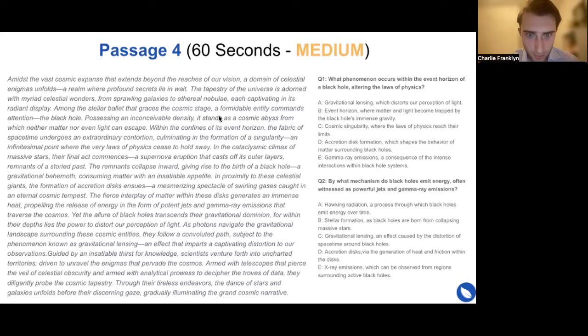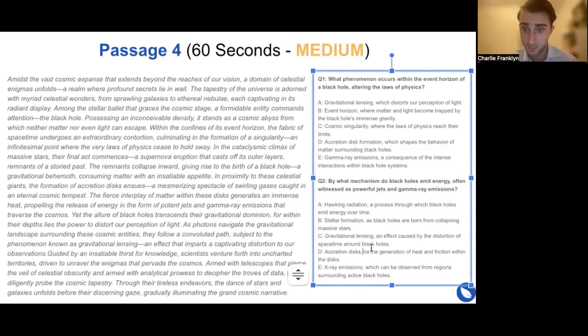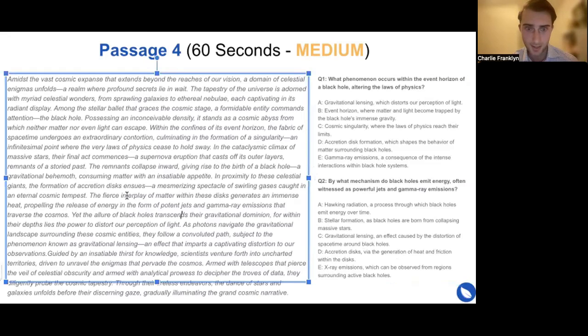So I'll start, scan through. There we go. Okay, potent jets and gamma ray emissions. So we know the answer is going to be somewhere around here. The fierce interplay of matter within these disks generates an immense heat, propelling the release of energy in the form of potent jets and gamma ray emissions. So it's talking here about disks. So I'd say accretion disks is probably going to be the correct answer. Let's see if we can actually find accretion disk somewhere here, which we can. Okay. So yeah, it looks like it is accretion disks. And so I'd go with D.